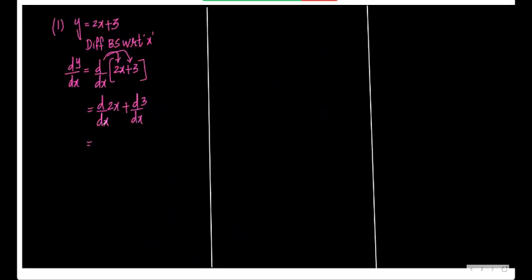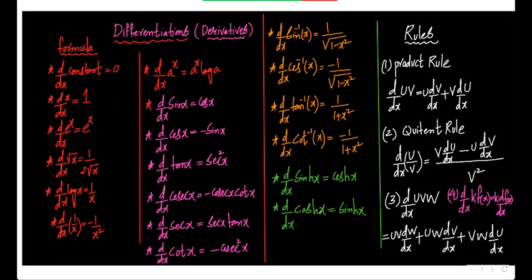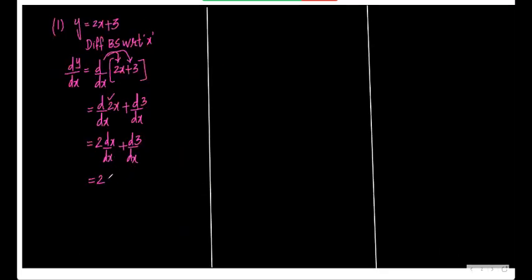You can see 2 is a constant now. This 2 we can pull out: d by dx of x plus d by dx of 3. This is 2 into, this answer is 1. Now you see the formula. Here d by dx of x is 1. If numerator and denominator value become the same, it is 1. And d by dx of 3: 3 is a constant, no x, so we say that it is 0. So 2 times 1 is 2, plus 0 is 2. So the answer of this problem is 2.